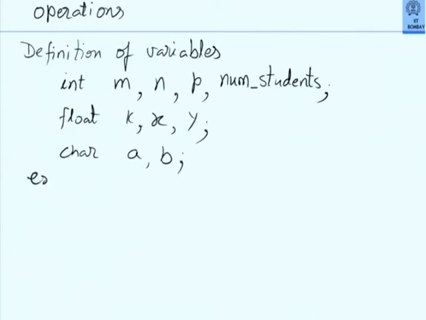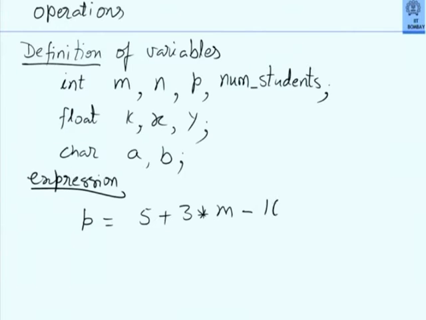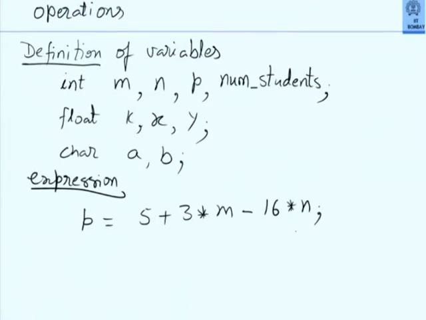The operations on these variables are typically of the type of arithmetic operations. So first we consider expression. Suppose these are the definitions which I have made earlier, and suppose I say p = 5 + 3 * m - 16 * n. Can you tell me how this expression will be evaluated? This is an expression, you all understand? What will be done first? First will be which multiplication? There are two multiplications.